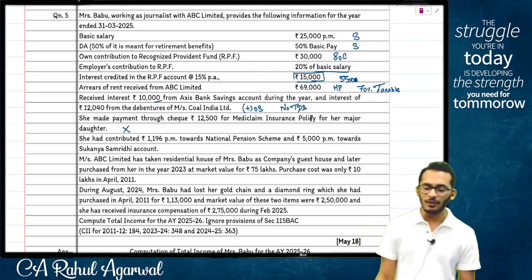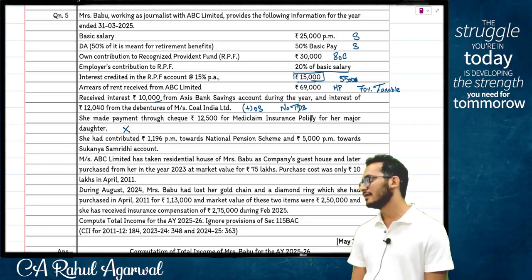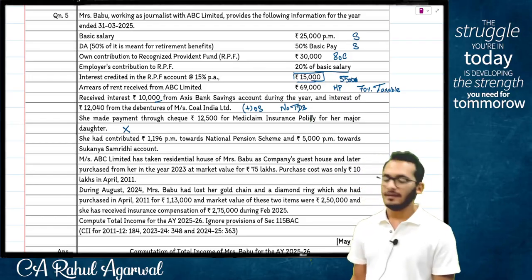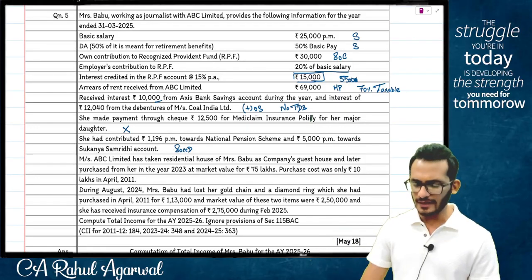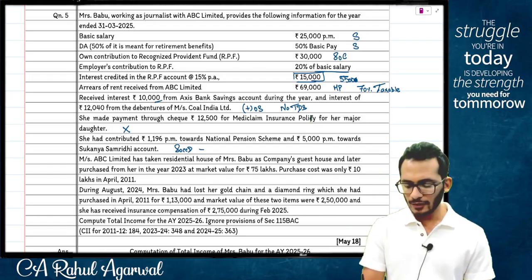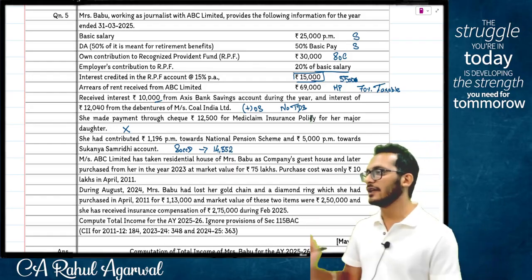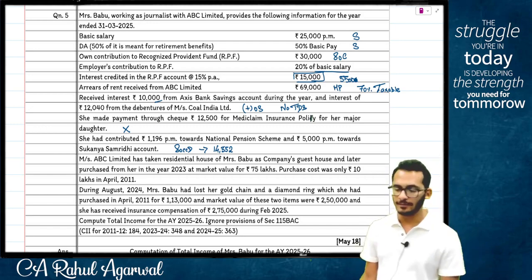She has contributed 1,196 per month towards National Pension Scheme. This is 80CCD. Amount, people, 1,196 into 12, 14,352. I am permitted up to 50,000 and therefore 14,352, not a problem. Allowed full year's deduction. 5,000 is towards Sukanya Samriddhi scheme.